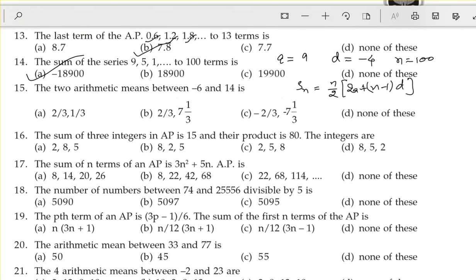The two arithmetic means between minus 6 and 14. From the options we can see we have to have 3 in the denominator. Let us write it like this: minus 6, dash, dash, and 14. Two arithmetic means. And seeing the options, we can write minus 6 as minus 18 upon 3, and we can write 14 as 42 by 3.